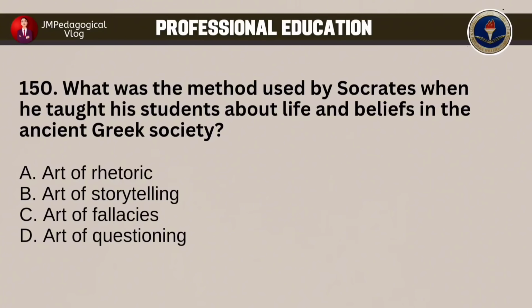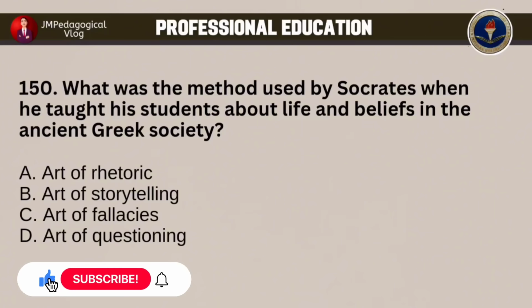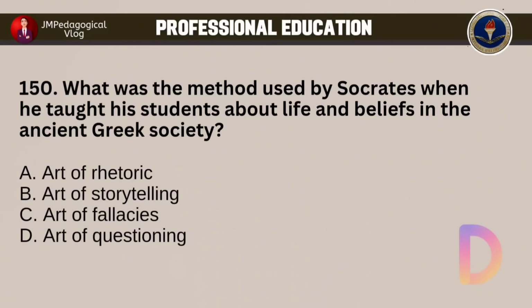150. What was the method used by Socrates when he taught his students about life and beliefs in ancient Greek society? A. Art of rhetoric. B. Art of storytelling. C. Art of fallacies. D. Art of questioning. D. Art of questioning.